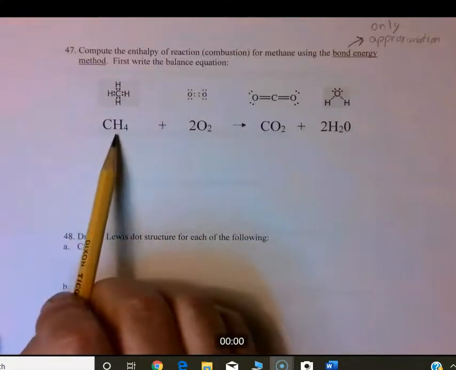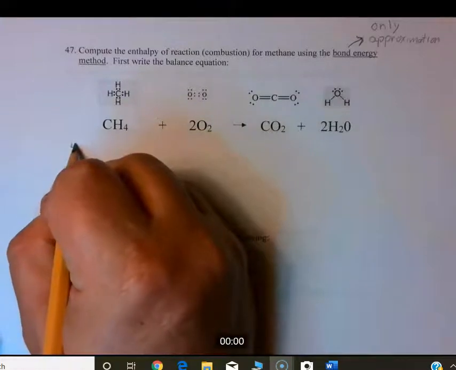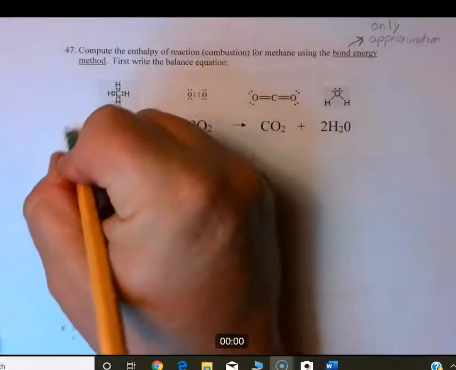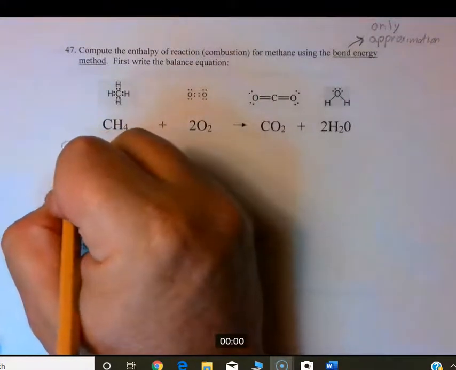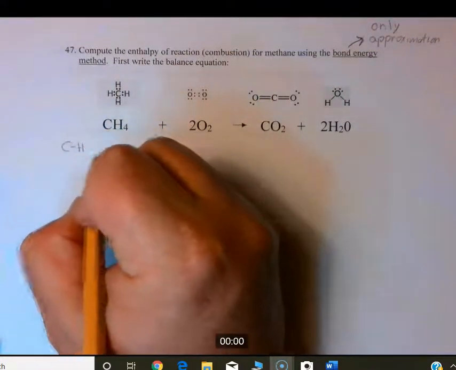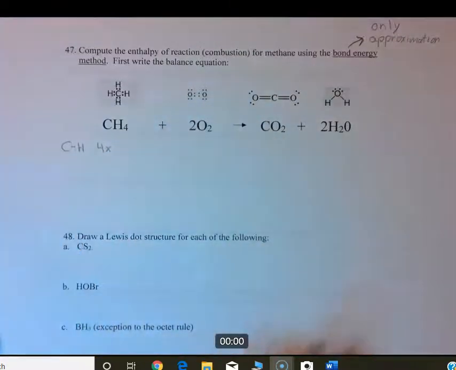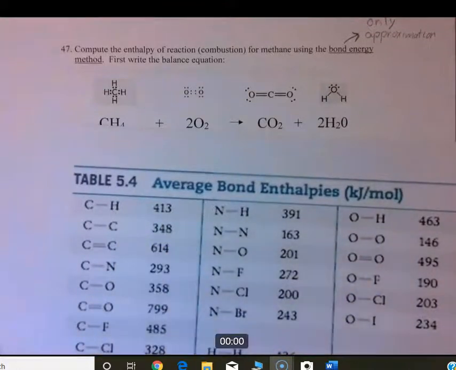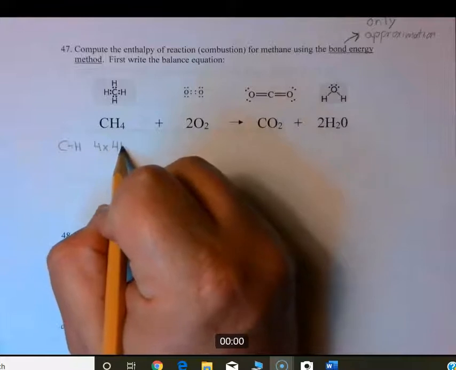So we have 1 CH4. So what that means is we have 4 CH bonds. Let's go ahead and write this here. So CH bonds, it doesn't matter whether you write CH or HC, it's the same thing. So you have 4 times, and you come over here to the sheet, and CH is 413, and it is a positive number.